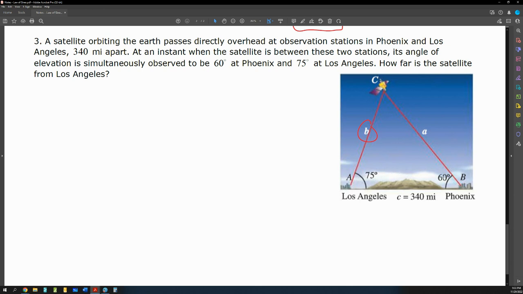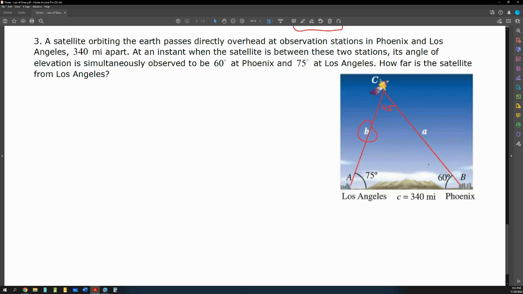Well, fortunately, we have the other two angles. We know that all angles in a triangle should add up to 180 degrees. So if I add up 75 and 60 and subtract that sum from 180, that's going to give me the measure of angle C. So 75 and 60 gives us 135. Subtracted from 180, we have 45. Okay, now we're ready to use the law of sines.